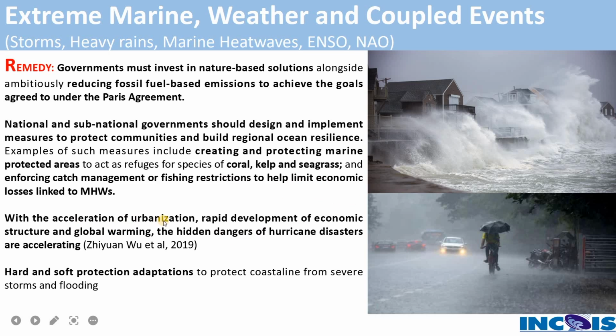We have to decelerate all these processes, and use hard and soft protection adaptations to protect our coastline from severe storms and floods, because we need adaptation methodologies to respond to coastal flooding events, sea level rise, and storms, right? Okay, these are some of the possible remedies that we have to implement to respond to or control these events.